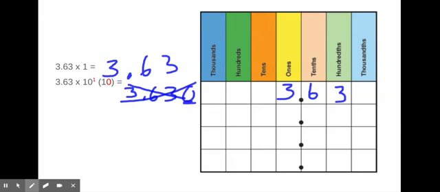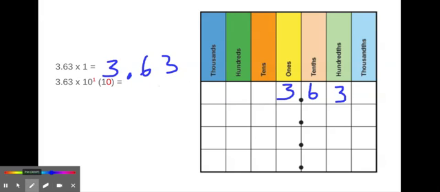So this is not the correct answer. We need to move everything up one place on the place value chart, just like we did before. So instead of adding zeros, let's go ahead and use the trick we just learned. Let's move each place up 1 on the place value chart. And we're moving up 1 because there's a 1 as my exponent.